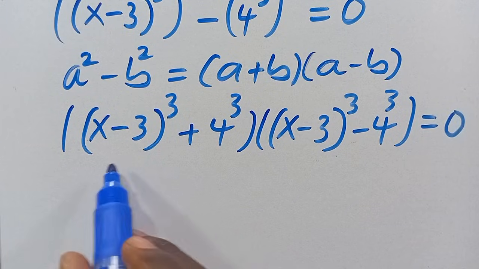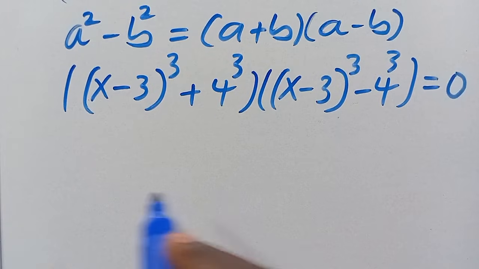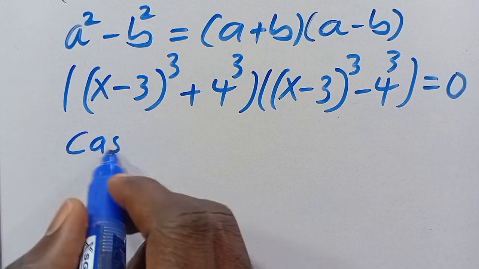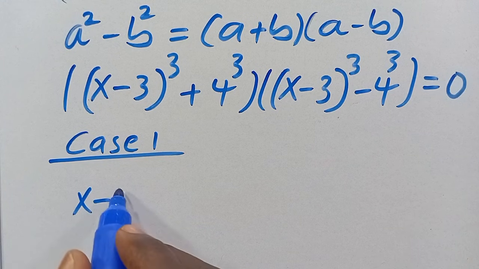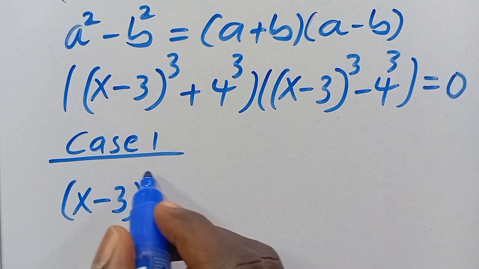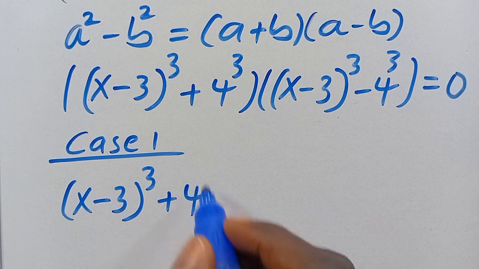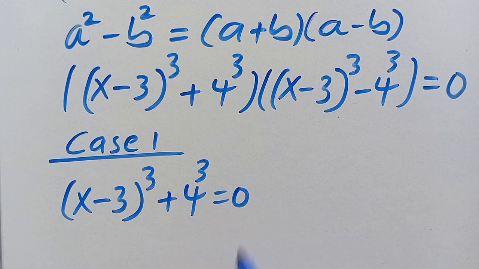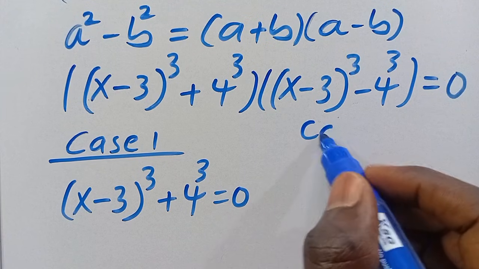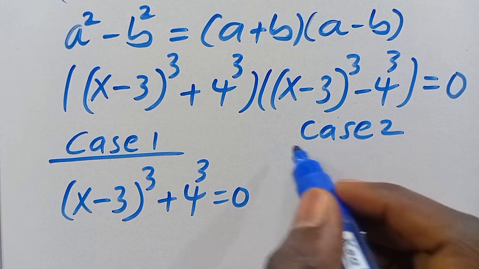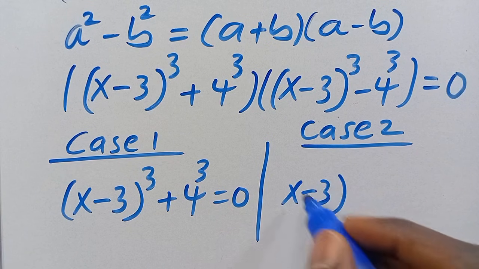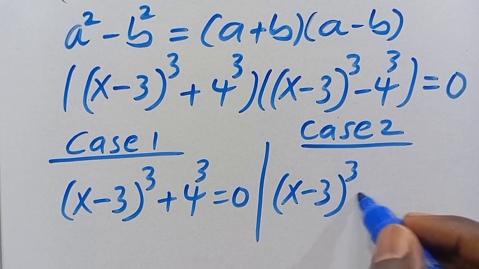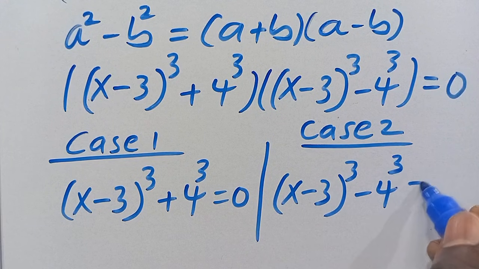So for this expression to be equal to 0, let's ask case 1. It's either we have (x - 3)^3 + 4^3 = 0, or we have case 2: (x - 3)^3 - 4^3 = 0.